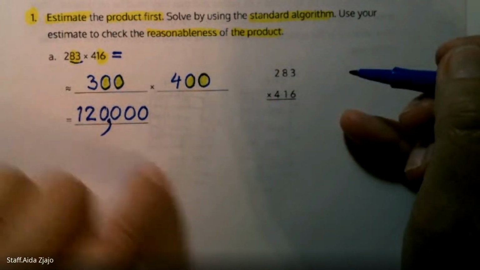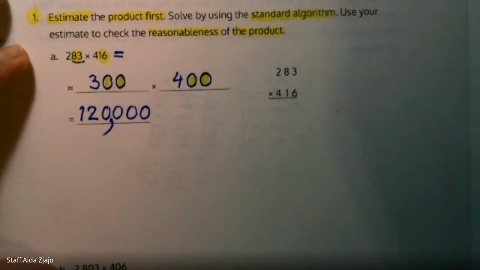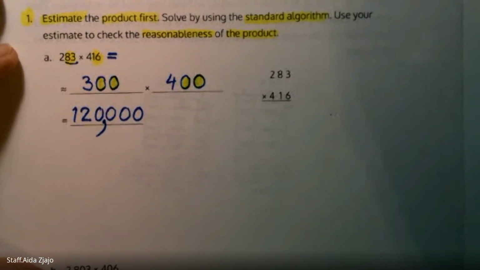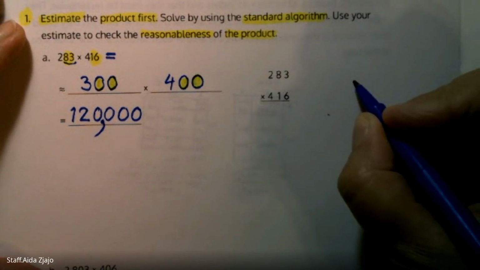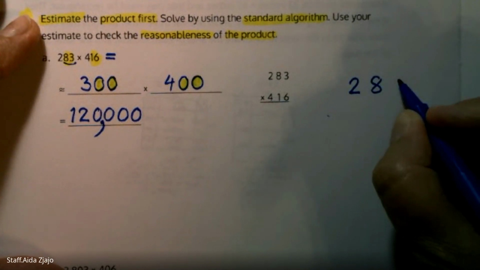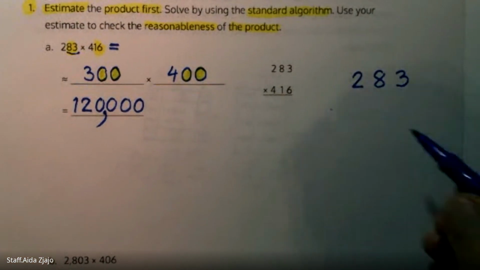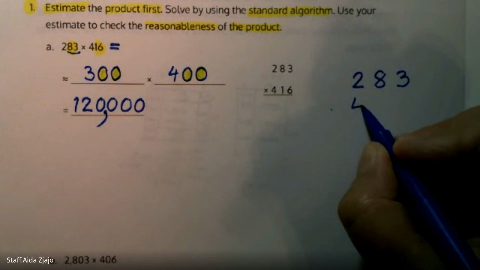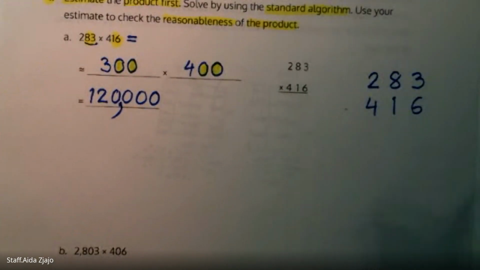So now they say using standard algorithm. Here are the very small numbers. I'm a person that likes big numbers, so I'm going to rewrite that here. So I'm going to do 283 times 416.